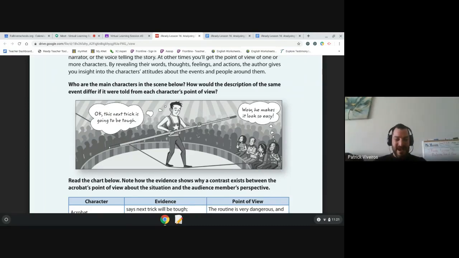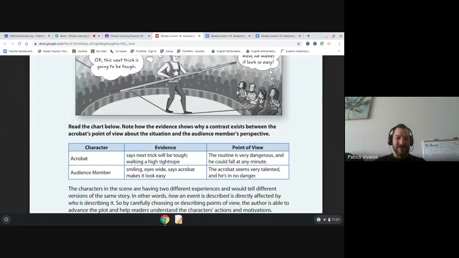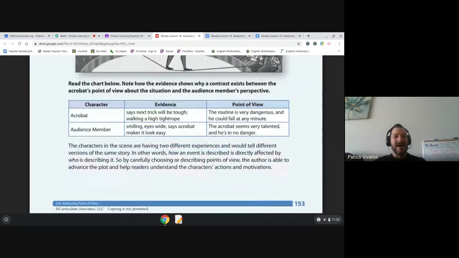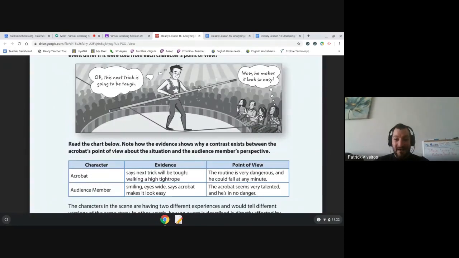So going to go down a little bit. We're going to go over this little chart here that was previously completed. There's the word I was looking for, acrobat. So the character of the acrobat, again, which is the guy on the tightrope, the evidence says he says the next trick will be tough, and he's walking on a high tightrope, as you can see. Obviously, it doesn't look that high based on our perspective or point of view where we're viewing the scene from. Therefore, his point of view is that this routine is obviously very dangerous and he could fall at any minute.